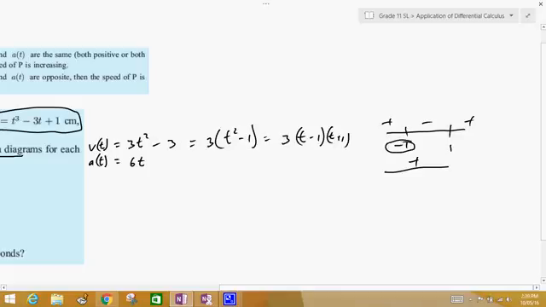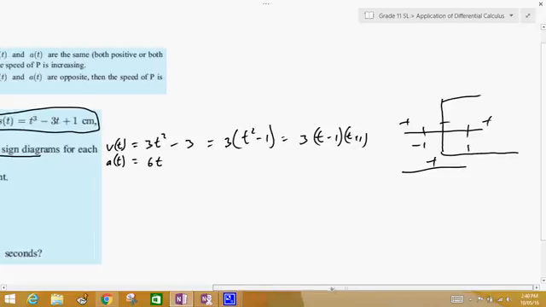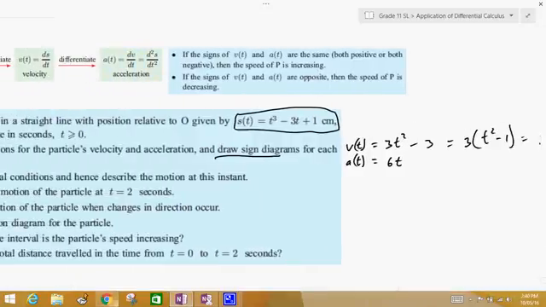Now, something you have to be worried about is time can never be negative. So this time is negative 1 doesn't actually exist. So we're going to stop or start at 0. So this is all we're interested in, is from 0 on, because time can never be negative. So it goes from negative to positive, our velocity, and our acceleration is always positive. Okay, next question.